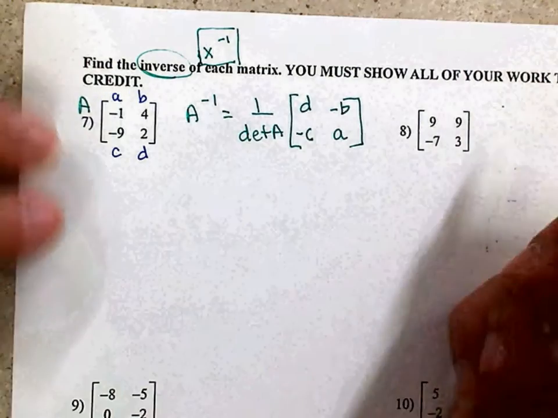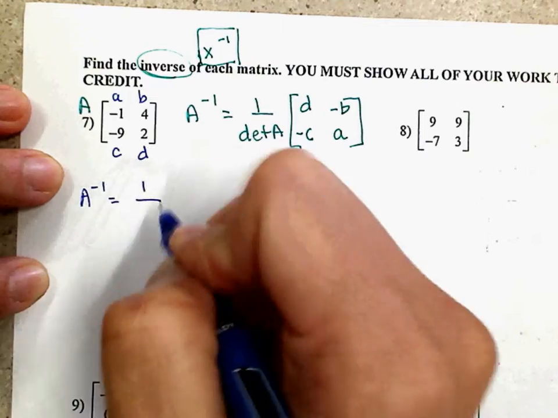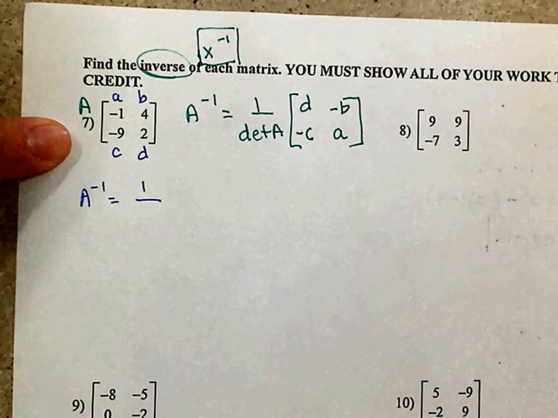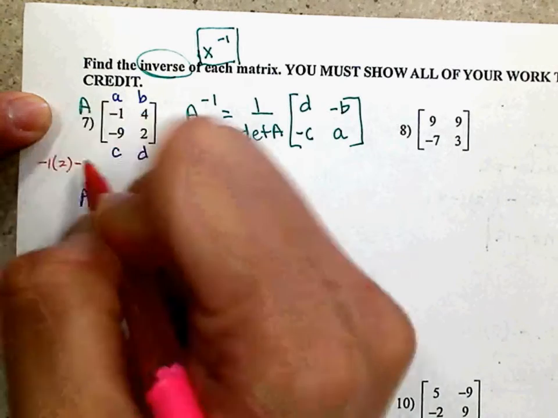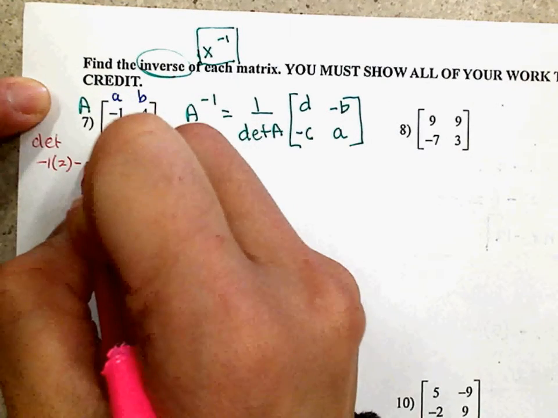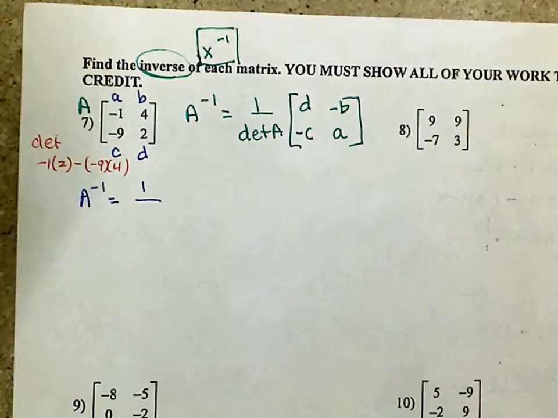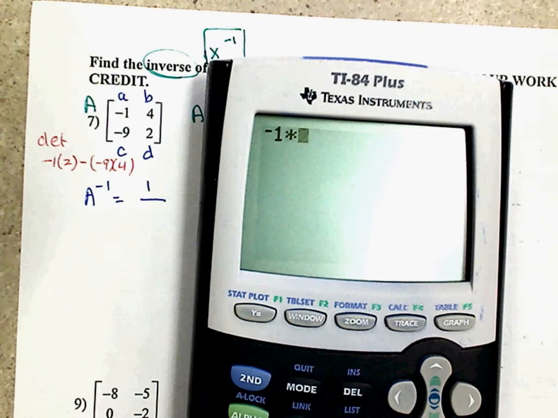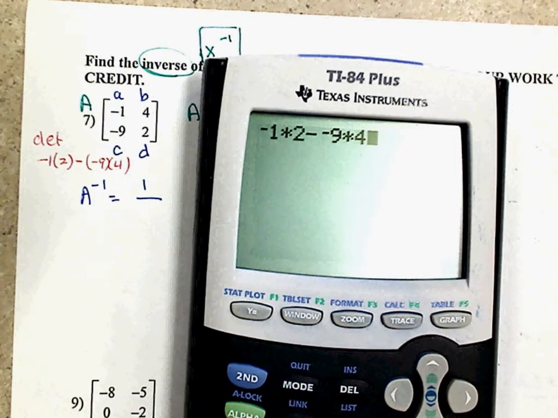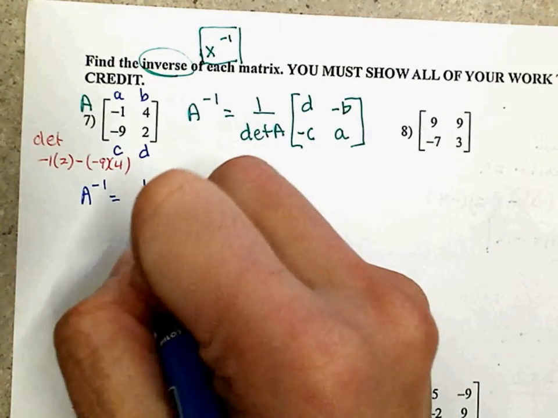All right, so to find your inverse, you're going to take 1 over your determinant. Now, you've already done the determinant once. So here's -1 times 2. There's your determinant. Minus -9 times 4. Okay? You can punch that in and do it quickly on your calculator. -1 times 2 minus -9 times 4. Comes out to be 34. The determinant goes right here.